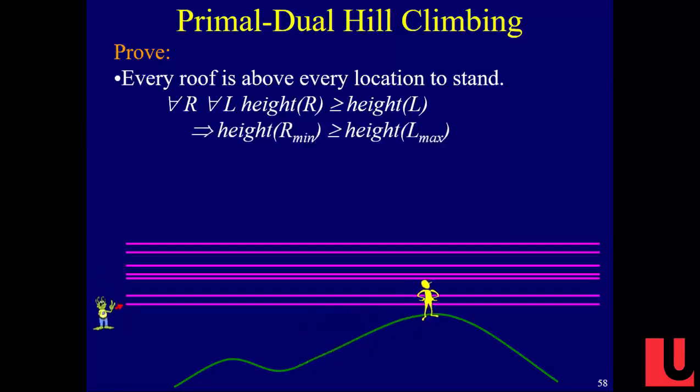And then, what does that give us? Well, if every roof is above every place to stand, then it follows that the lowest roof is above the highest place to stand, right? You just get that for free, right? So here's our lowest roof, and here's our highest place to stand, and there could be a gap, right, between the lowest roof and the highest place. But what we're going to prove is that there's not a gap, that max flow equals min cut, that the two solutions are equal, all right?